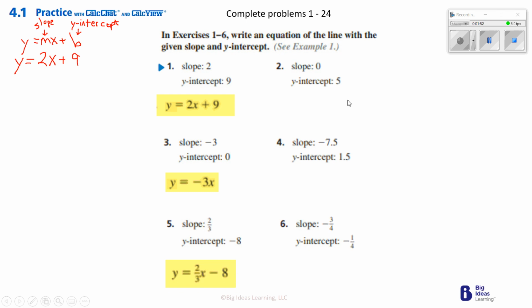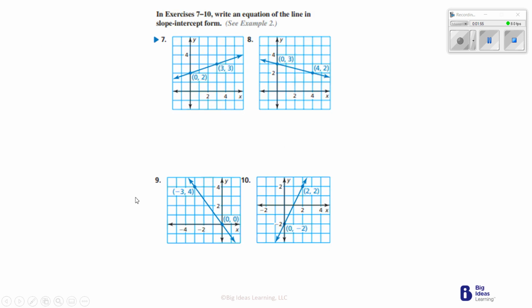All right, you have 2, 4, and 6. Let's go on to number 7. So write an equation of the line in slope-intercept form based on the graph now. If we're basing this on the graph, I have 2 coordinates that are given here, right? I have (3, 3) and (0, 2). Remember, I can make either one of these 1 or 2 when putting them in my slope formula, right? So I'm just going to go ahead and make this one number 2 and this one number 1.